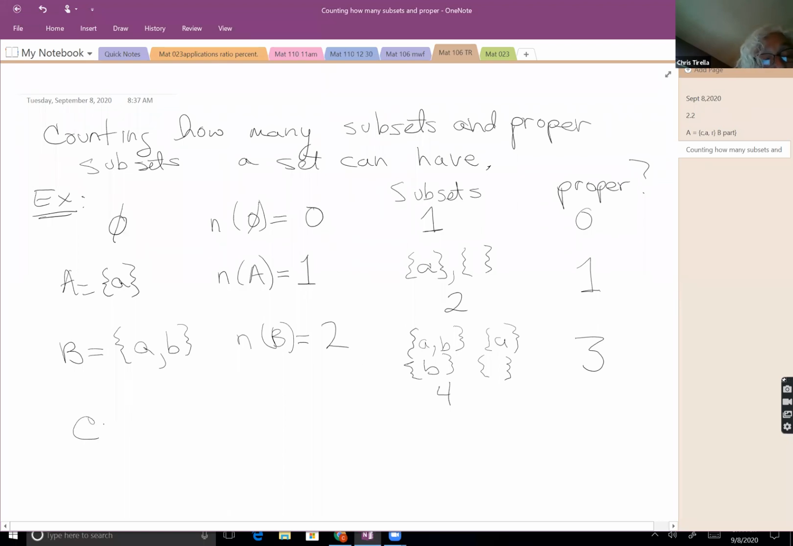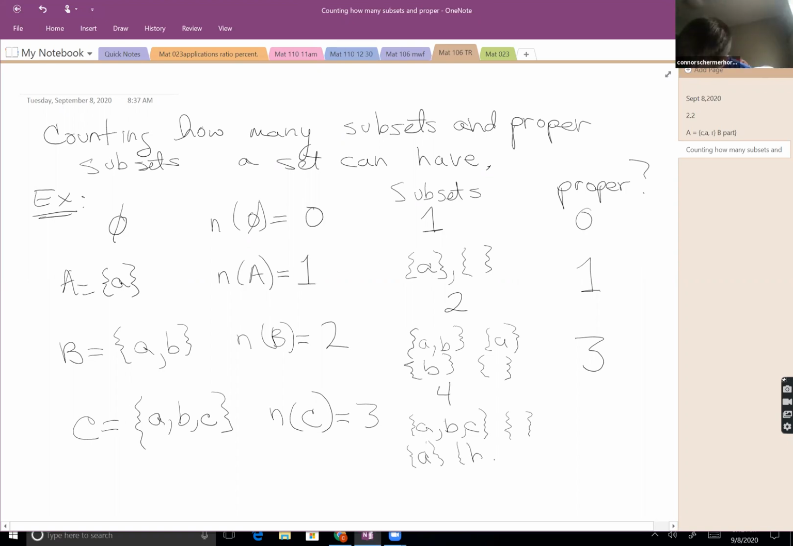One more, and I bet you guys can guess what I'm putting in this third set: A, B, C. What's its cardinality? How many things are in set C? Three. Now, if I wanted to list the subsets, we'd have the set itself, A, B, C. We'd have the empty set. What other subsets would this have? Just A, just B, just C.